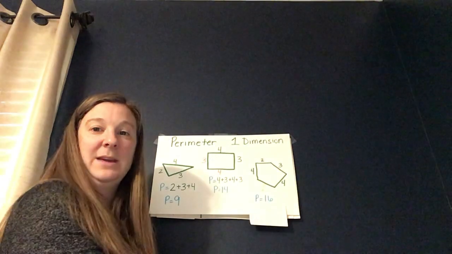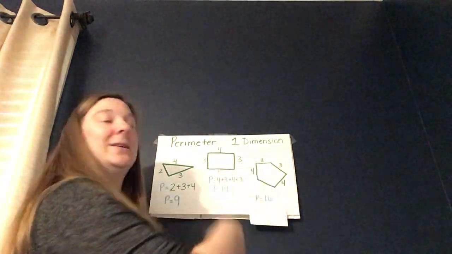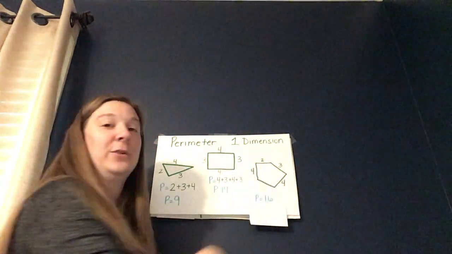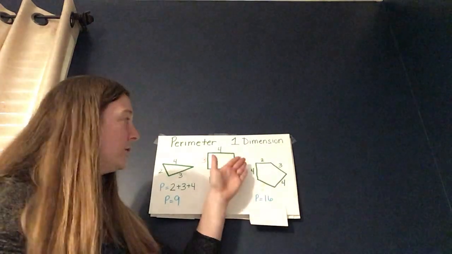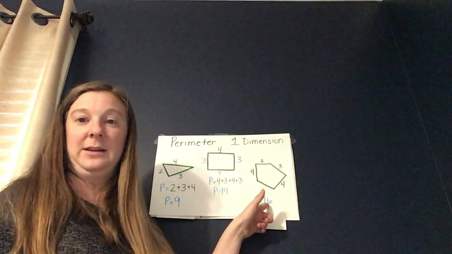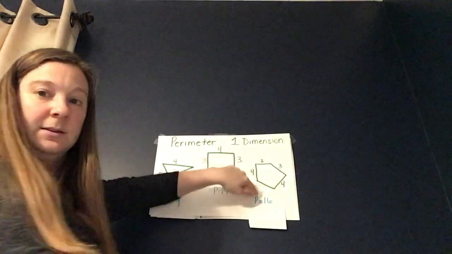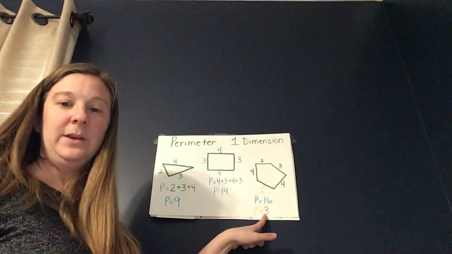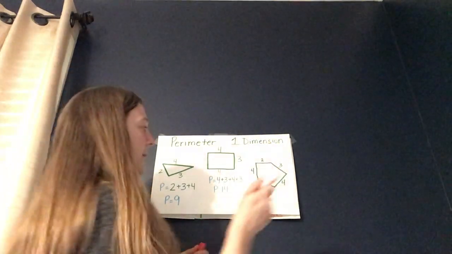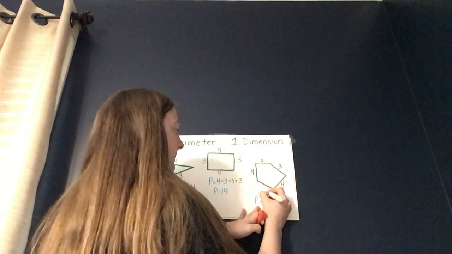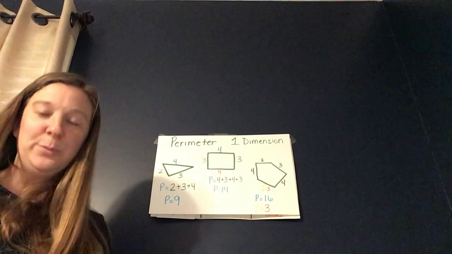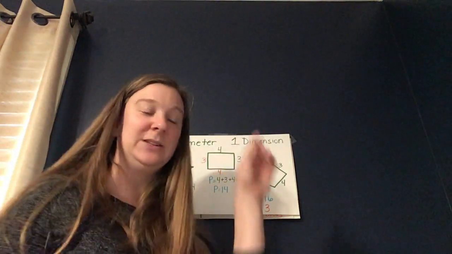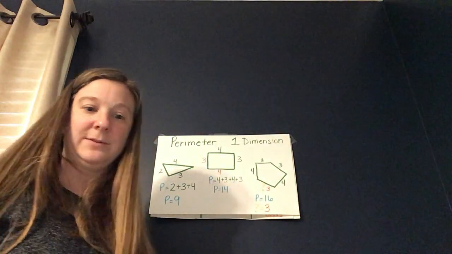4 and 4 is going to give me 8. Adding 2 more gives me 10. And adding that final 3 gives me 13. I've used 13 out of my total of 16. So my missing side must be equal to 3. 3 is the value of this missing side here. Perimeter is simply looking at the distance all the way around.